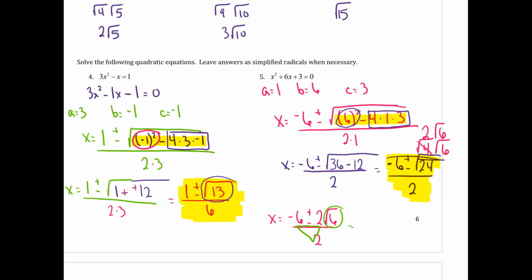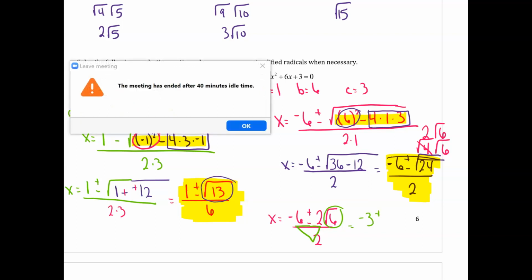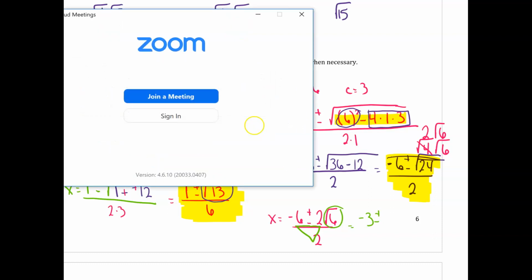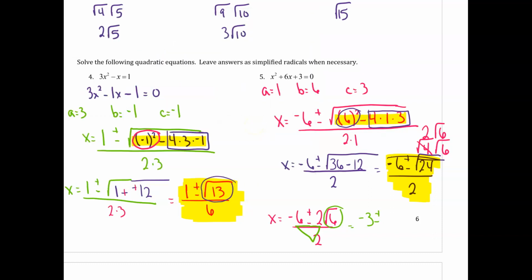So -6 divided by 2 is -3. I can take the 2 and divide it by 2. The square root of 6 will stay as the square root of 6, and I can take the 2 in the denominator and divide it by 2 and get 1. So this is an acceptable answer to type into Schoology.